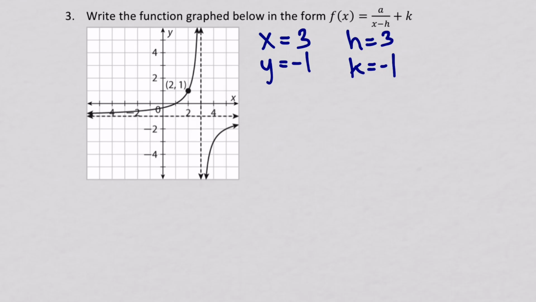Substitute those into your function. Y equals, I changed f of x to y so that I could solve it, right? A over x minus 3, instead of h I wrote 3, plus k, so minus 1.